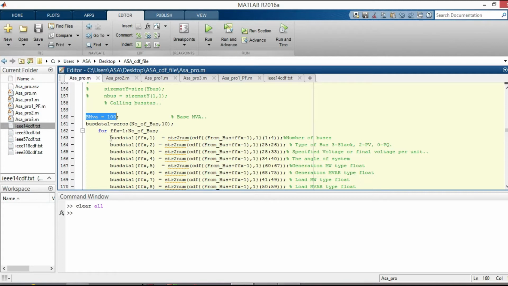Base power is initialized to 100 as input. Here a for loop is created to determine each column of the system. For example, columns 1 to 4 will give us the number of buses. Columns 25 to 26 determine the type of buses. As I mentioned in the first video, when the integer type is equal to 3, that represents a slack bus, 2 represents a PV bus, and 0 represents a PQ bus. Similarly, columns 28 to 33 show the specified voltage or final voltage per unit, and so on.